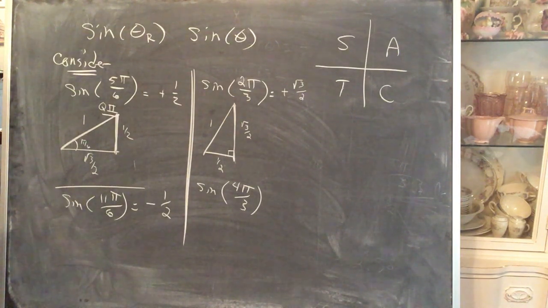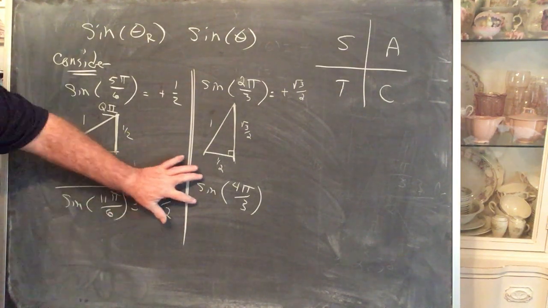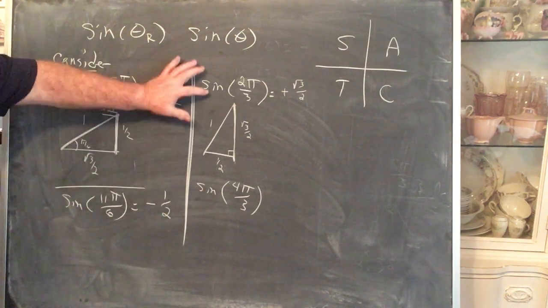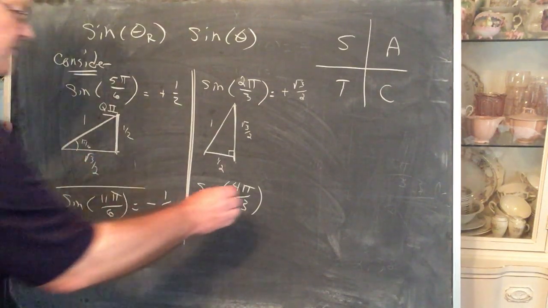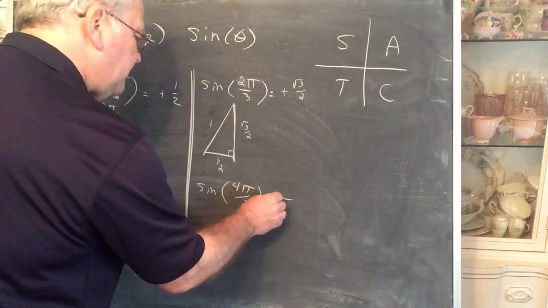In quadrant 2, what is it? It's 2 pi over 3. In quadrant 3, what is it? It's 4 pi over 3. And in quadrant 4, 5 pi over 3. So this is the quadrant 3 member of the reference angle family for pi over 3. In quadrant 3, we know sine is negative.